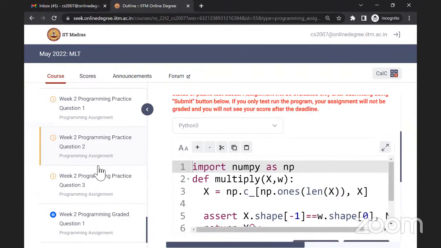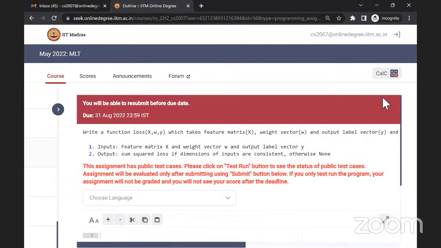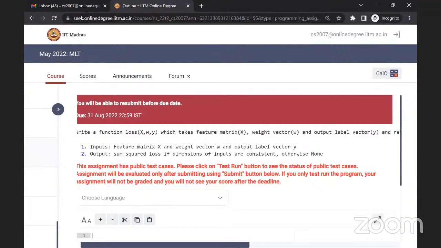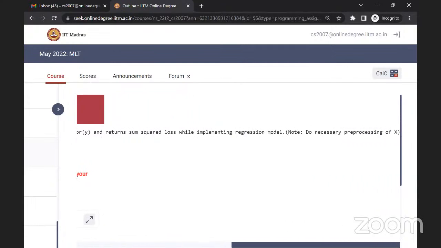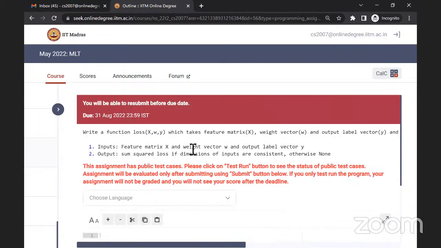All right, let's move on to question number 3. Write a function loss(X, w, y) which takes feature matrix X, weight vector w, and output label y, and returns the sum squared loss while implementing the regression model. Note: do the necessary pre-processing of X. The input of your function should be feature matrix X, weight vector w, and the output label vector y. The output will be the sum squared loss if the dimensions of the inputs are consistent, otherwise not.